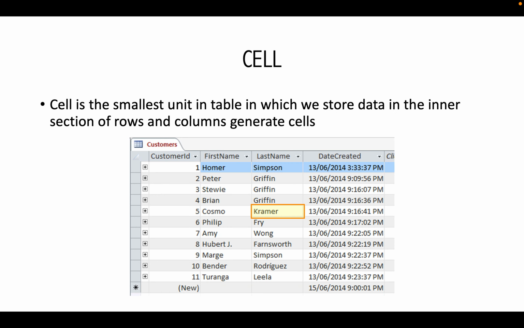The next thing, a cell, is the smallest unit in a table in which we store data. The intersection of rows and columns generates cells. Very simple, the intersection of rows and columns. You can see here, everyone knows this, but I'm saying it again: this is a cell, which is formed by the rows and columns.